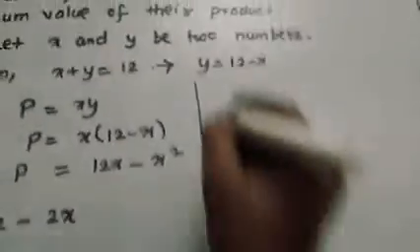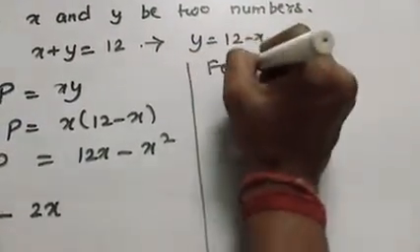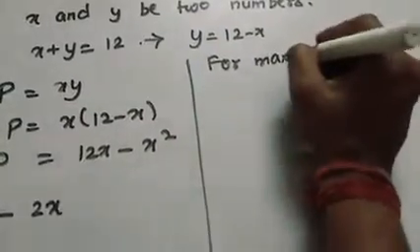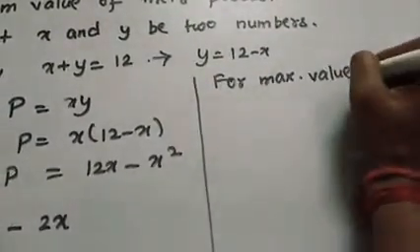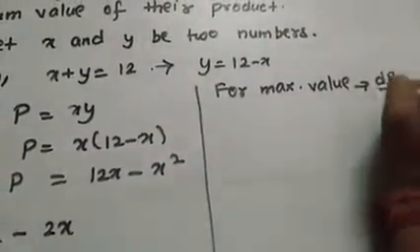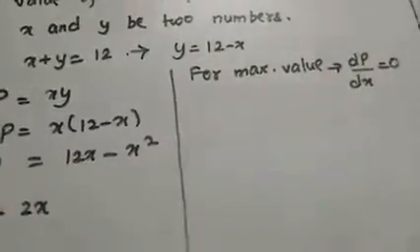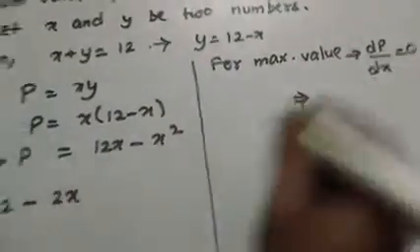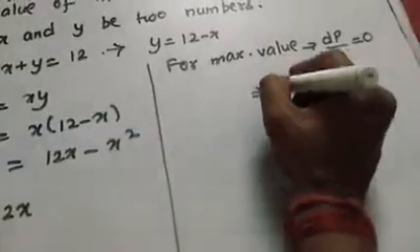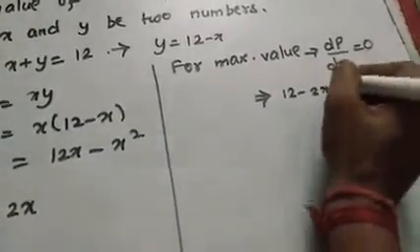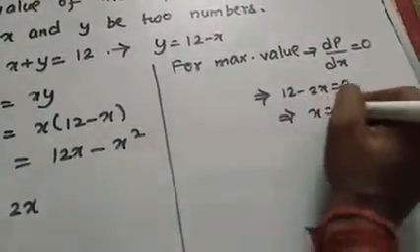So now after that, for the max value, because we have to find the max value only, we need dp by dx equals to 0. Now what is dp by dx? We get 12 minus 2x. 12 minus 2x equals to 0. After simplifying, we will get x equals to 6.